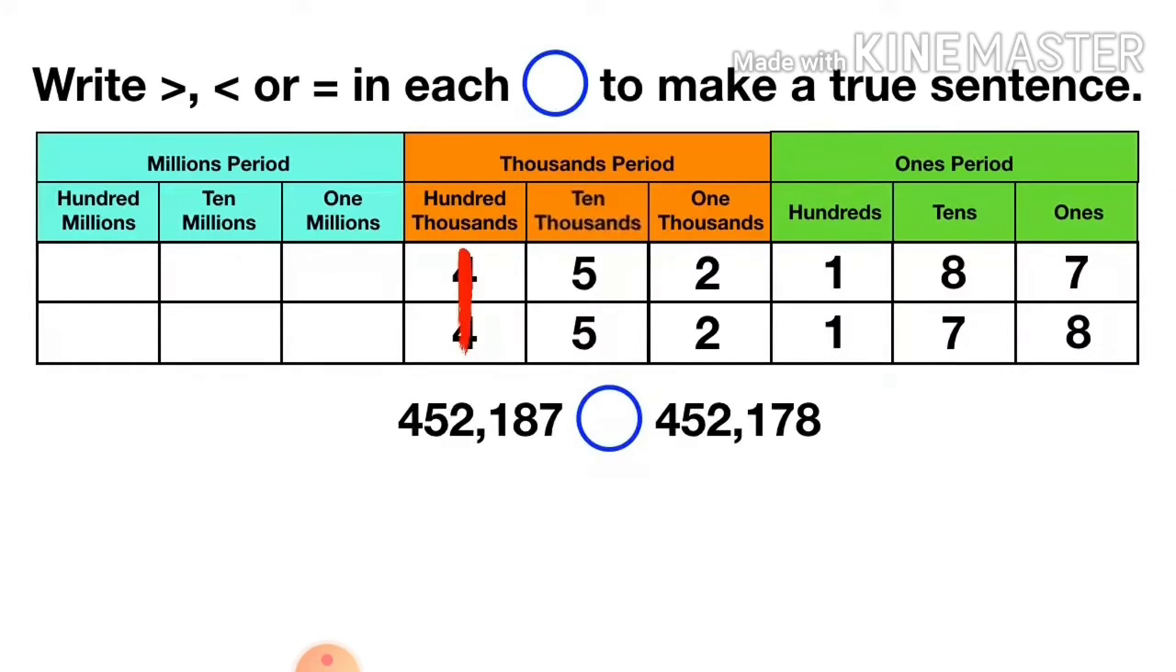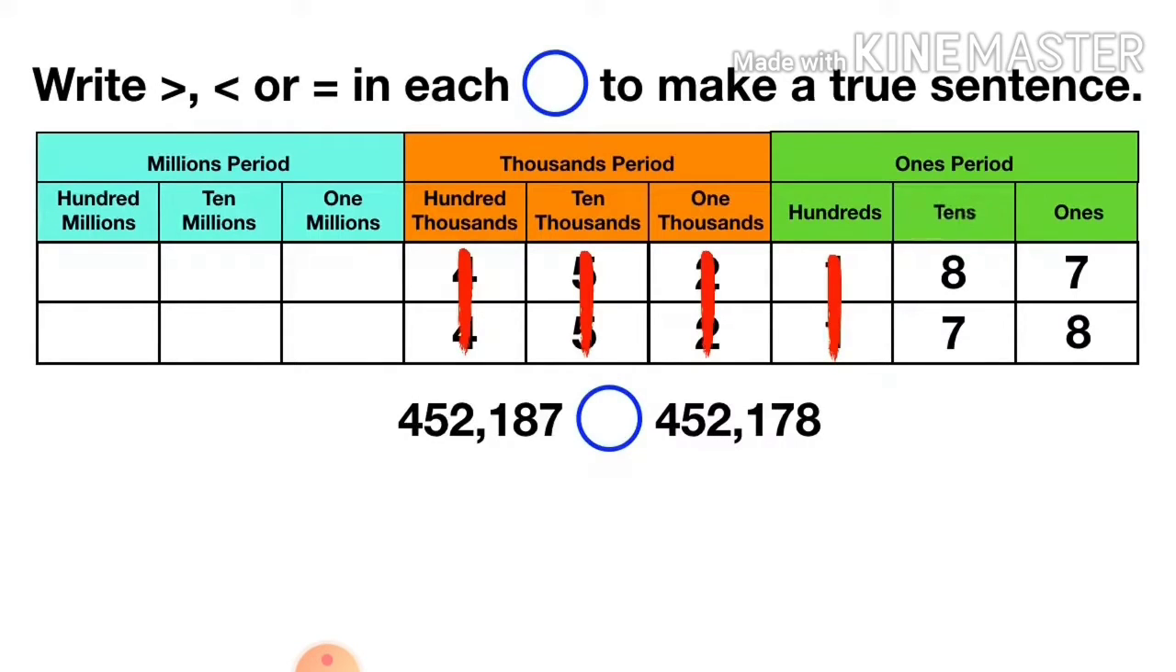Let's look at the 10,000s. Well, in the 10,000s place, we also have a 5 and a 5. They're the same again, so we'll cross those out too and keep moving. Next is the 1,000s place. Do they have the same digit or a different digit? Notice both of these numbers have a 2 in the thousands place, so when they're the same, cross them out and keep moving. In the hundreds place, we also have a 1 and a 1. They're the same. Cross them out, keep moving.